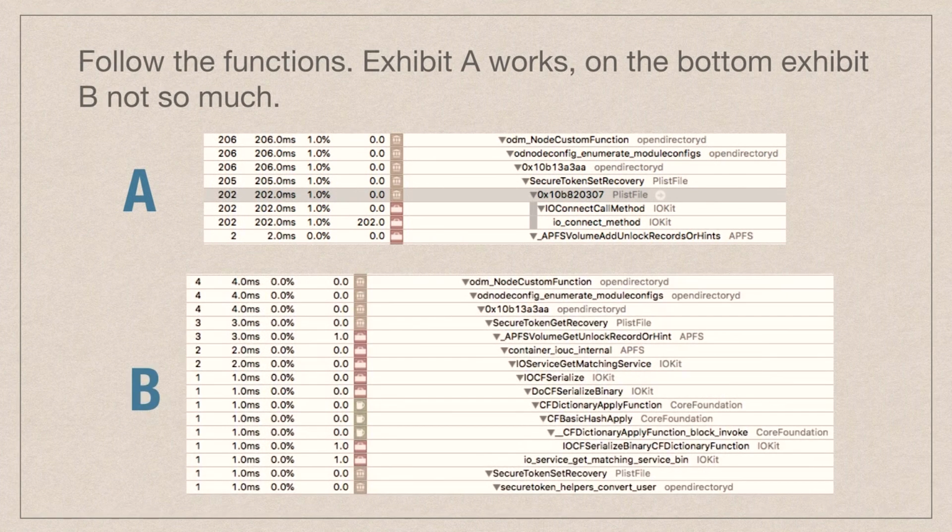So if we actually look at what happens when you create a recovery key, so if we look at the top, basically we come on down to where it says SecureToken set recovery. It generates a recovery key, it finds a secure token holder, and then uses that secure token holder to write the recovery key to your disk. And that last function, the APFS volume add unlock records or hints, is what's actually writing the APFS user onto the disk. Which, for those of you who don't know, in APFS, recovery keys are just users. They each have their own unique UUID.